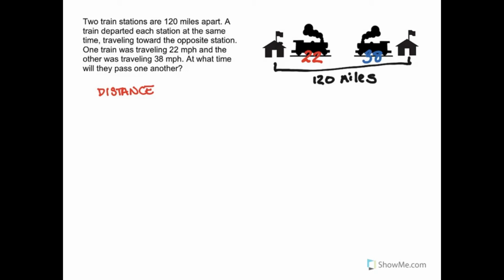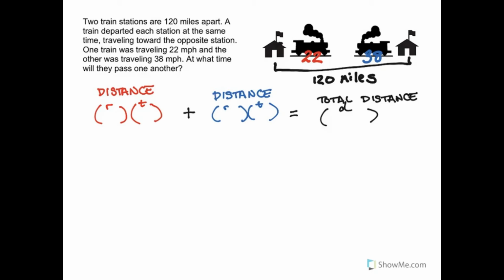The distance traveled by the first train will be its rate times its time. We're going to add that to the distance traveled by the second train, which is equal to its rate times its time. And the sum of those two is going to make the total distance. Fill in the numbers we know. We know the total distance, d, is 120, and we know the rate of each train. 22 is the rate of the first train, and 38 is the rate of the second train. Now what about the times?